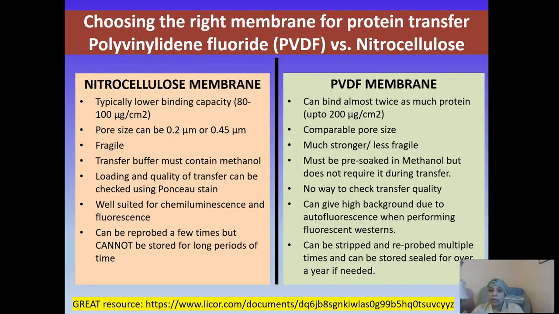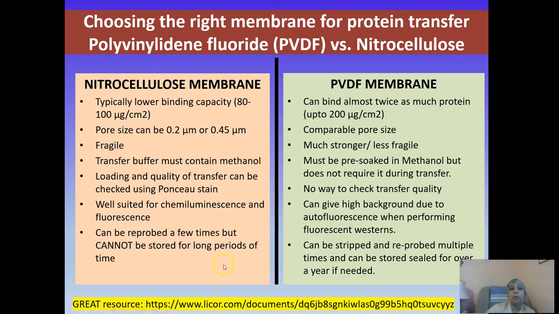The nitrocellulose is well suited for chemiluminescence and fluorescence. PVDF can also be used for most of these things, except that it does give you a little bit higher background due to autofluorescence if you are doing a fluorescent Western. So if your antibody can only be detected fluorescently, it may not be a good idea to use a PVDF membrane.